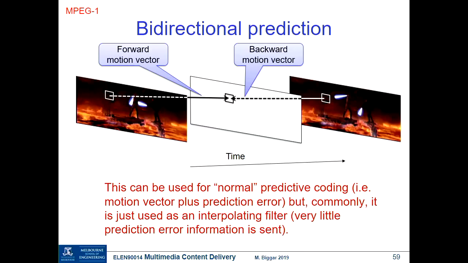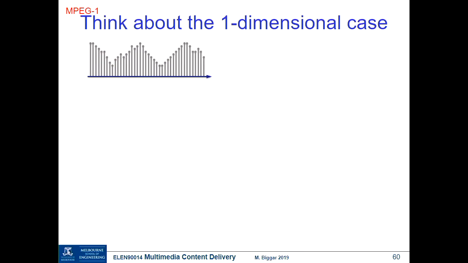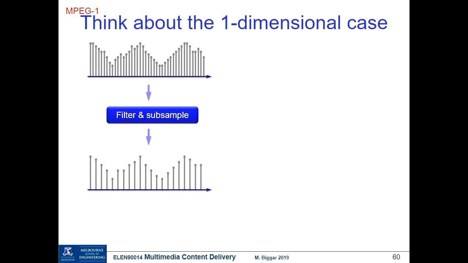So I'll try to explain that a little bit better with this slide. Let's just think about the one-dimensional case. A perfectly valid way of encoding a one-dimensional signal sampled as we see there would be to filter it and subsample it. Right? We're throwing away some information, but that's okay. If we're prepared to suffer some distortion, one thing we can do is filter and subsample.